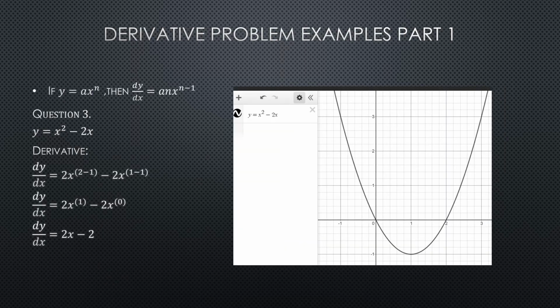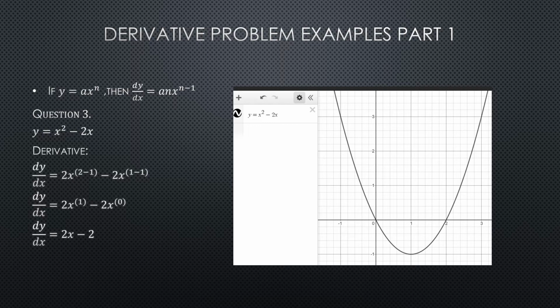All right, so question number 3, y equals x squared minus 2x. Now we've got two terms in here, and when we graph that in Desmos, we see that it's a similar parabola as before, but it looks like it's offset. And it looks like where the slope is 0 on this parabola would be x equals 1.